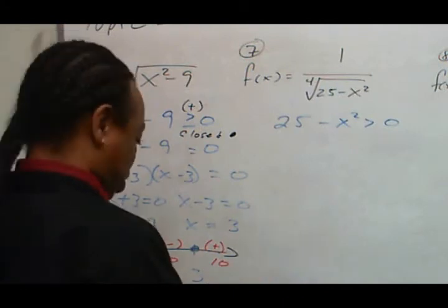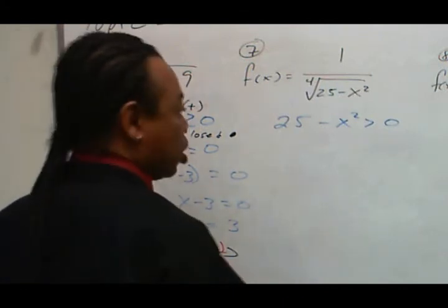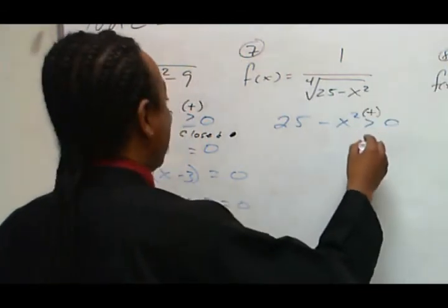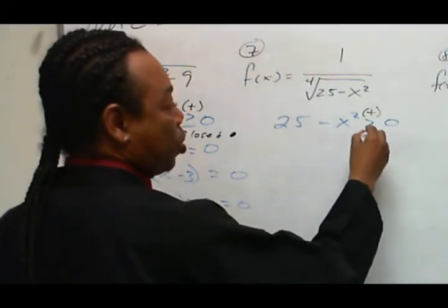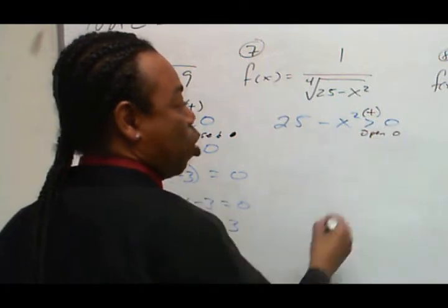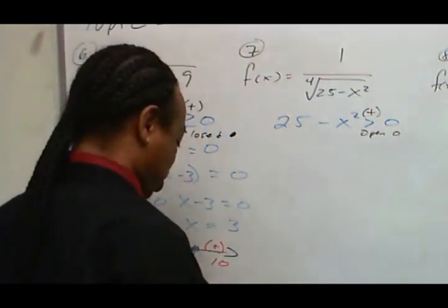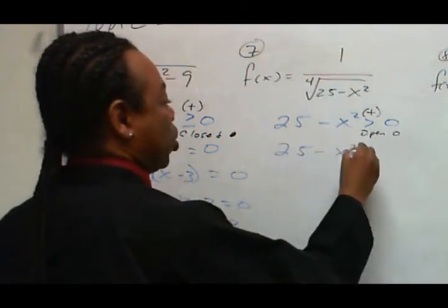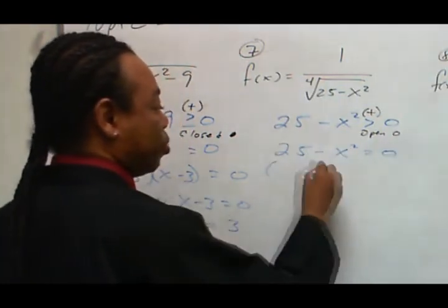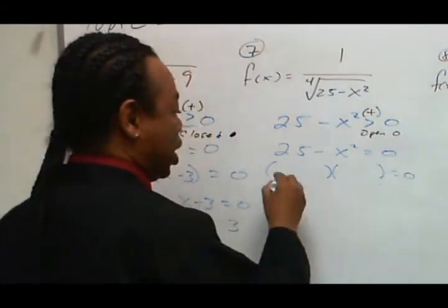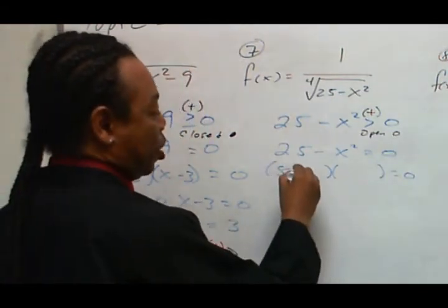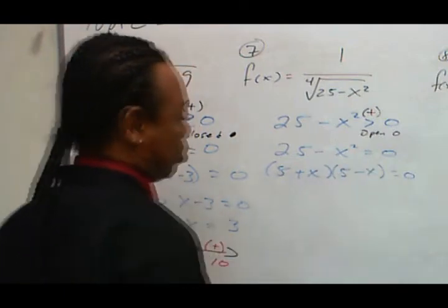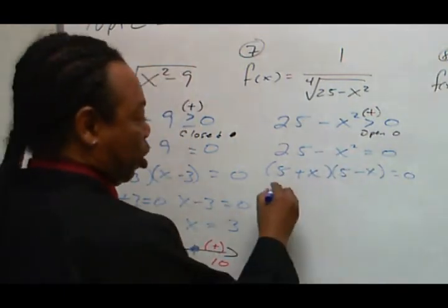Now, let's look at what we need. This is greater than 0, so we're looking for positive parts. And this is no equal sign, so this will be an open circle. So let's take this off. 25 minus x squared equals 0. We're going to solve. And I get 5 plus x and 5 minus x. And I'll solve both of these.